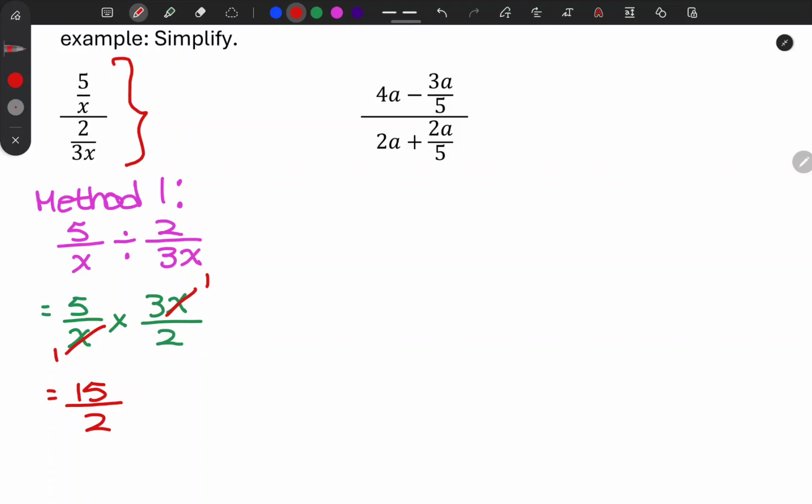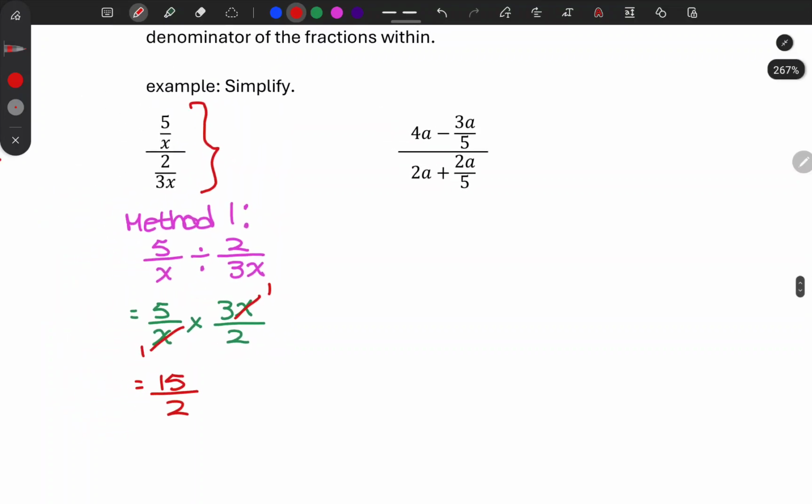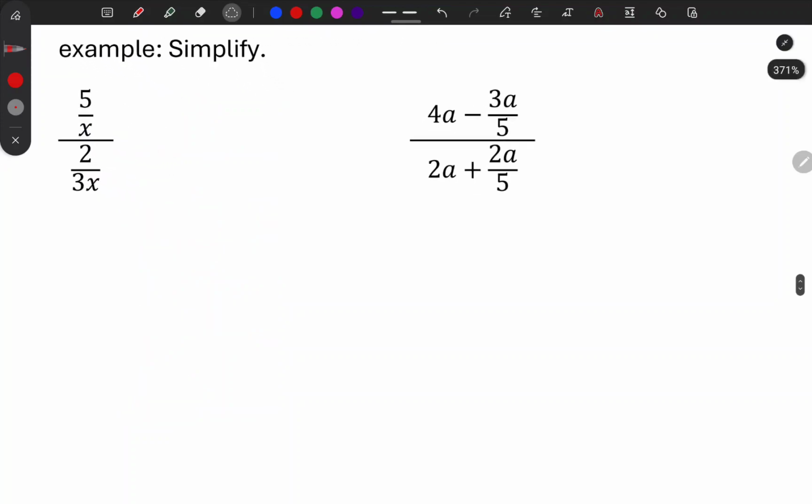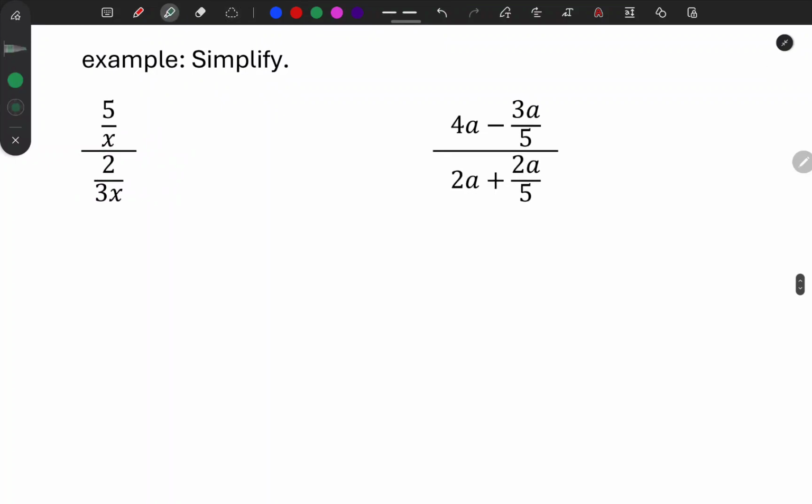Now, method 2 is an alternate way of dealing with this, and that would be to look at your LCD while it is still in its fraction form, and use that LCD to manipulate your expression into something nicer. I'm going to take away method 1. Feel free to rewind if you need it. And let's take a look at method 2. Now for method 2, I want to look specifically at my denominators. Yes, both denominators. And I want to find the LCD for those. I have an x and a 3x, so my LCD will be 3x.